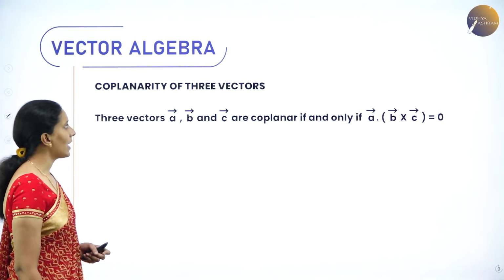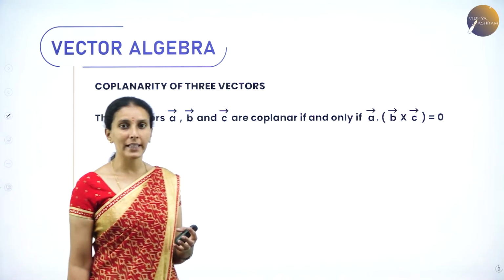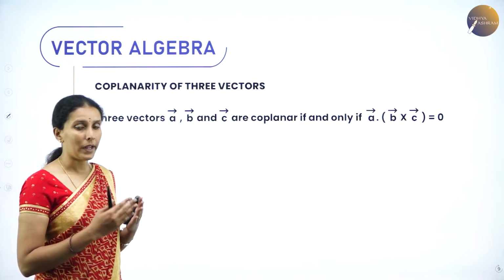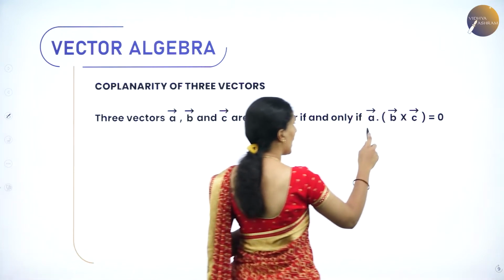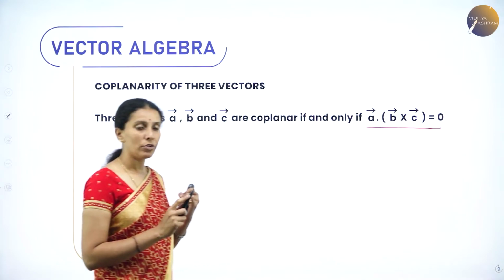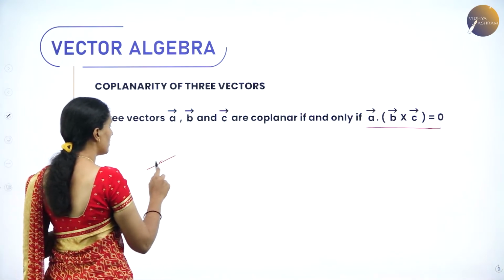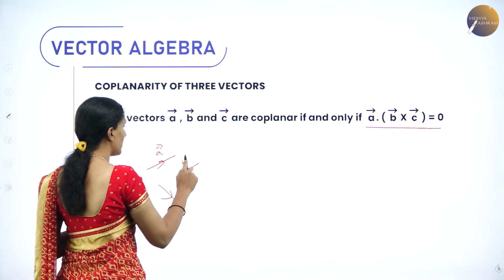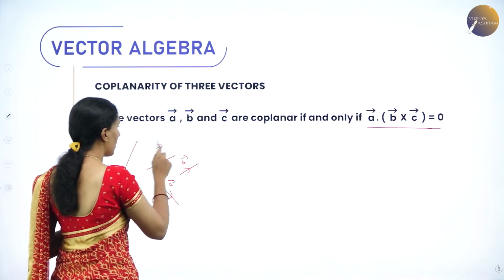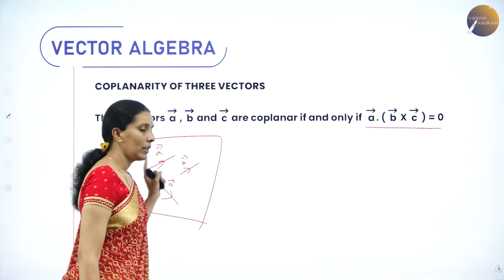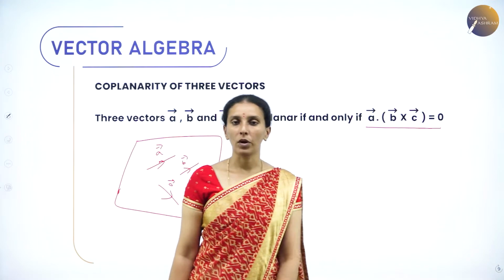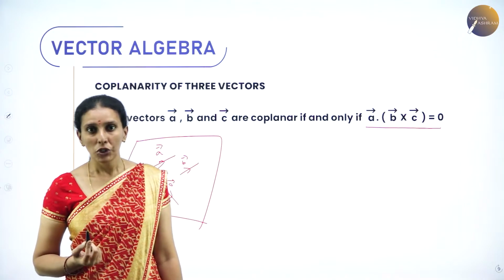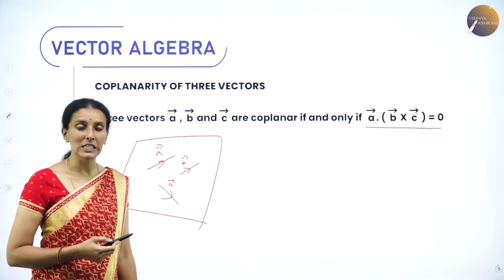Next, coplanarity of three vectors. When you say that three vectors are on the same plane, they are called coplanar, and this is possible when the scalar triple product is 0. If you have three vectors, vector A, vector B and vector C, and you consider all of them in one single plane, then their scalar triple product must be equal to 0. So to show that three vectors are coplanar, we can show that their scalar triple product is 0.